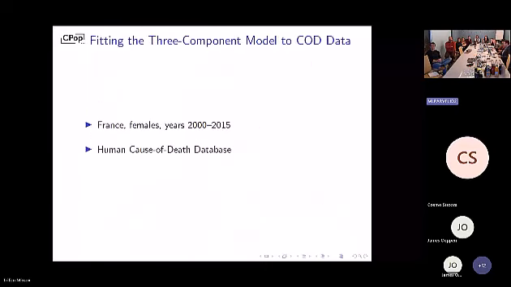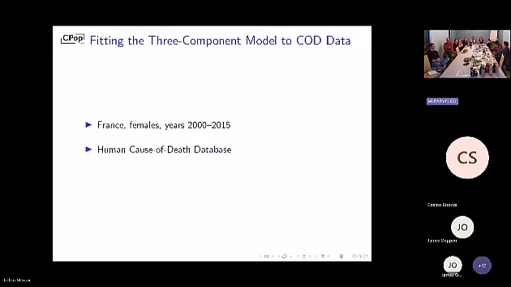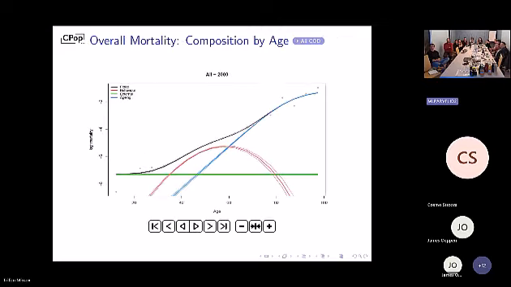Okay. So we took a data set that you know very well: French females, years 2000 to 2015, from the Human Cause of Death database. And this is how the three components look.